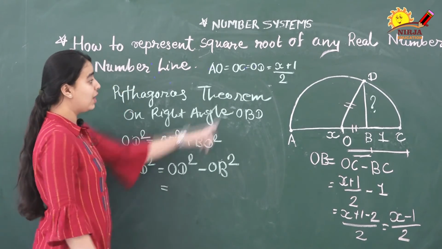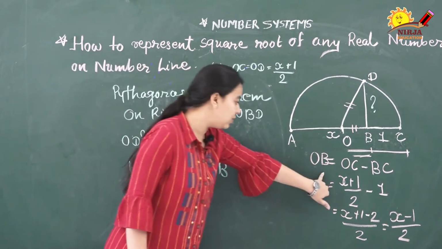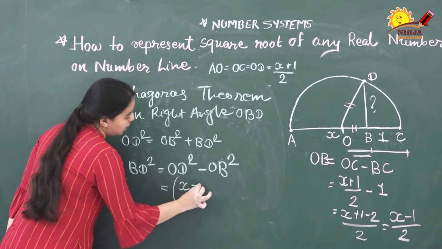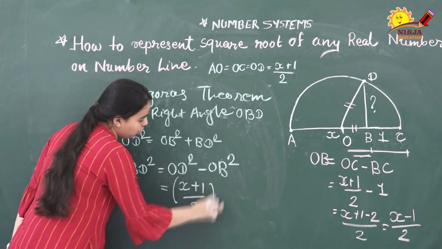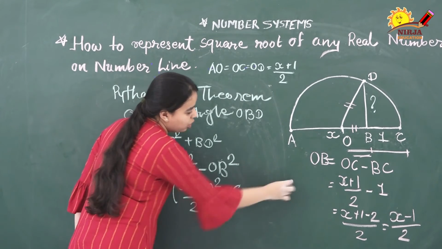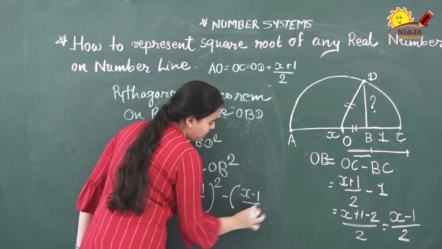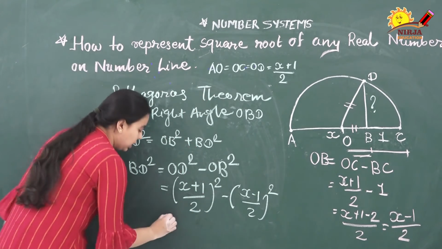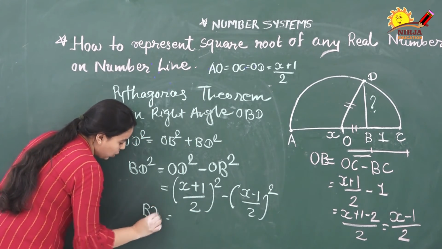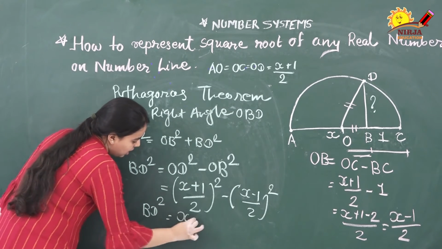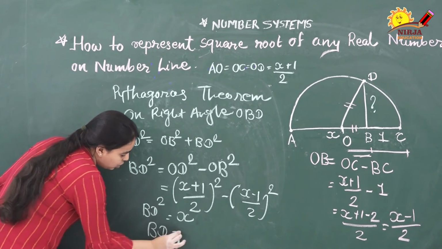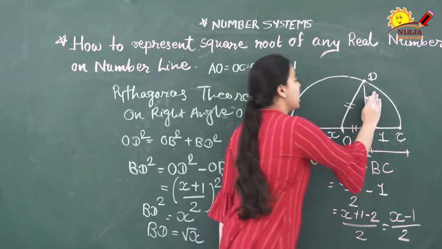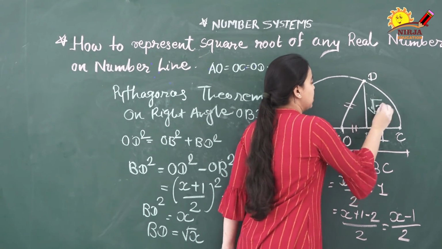Now we have the value of OD and we have the value of OB. Let's put this in the equation: OD is x plus 1 by 2 whole square, minus the value of OB, which is x minus 1 by 2 whole square. If we simplify this, you will get BD square is equal to x. Hence BD is equal to under root x. Now we have the value of BD as under root x.